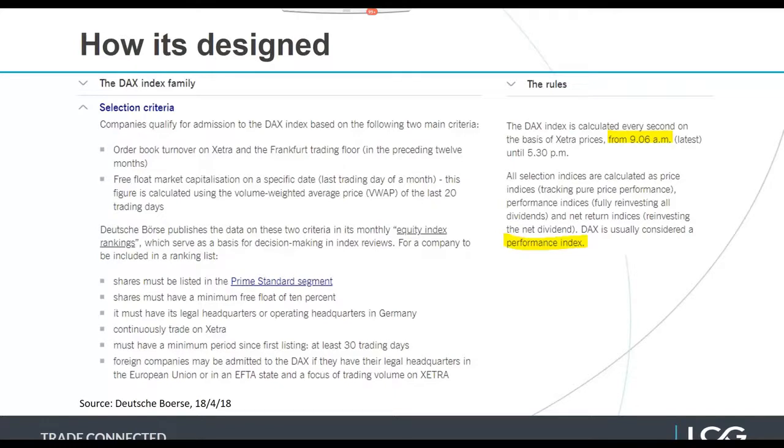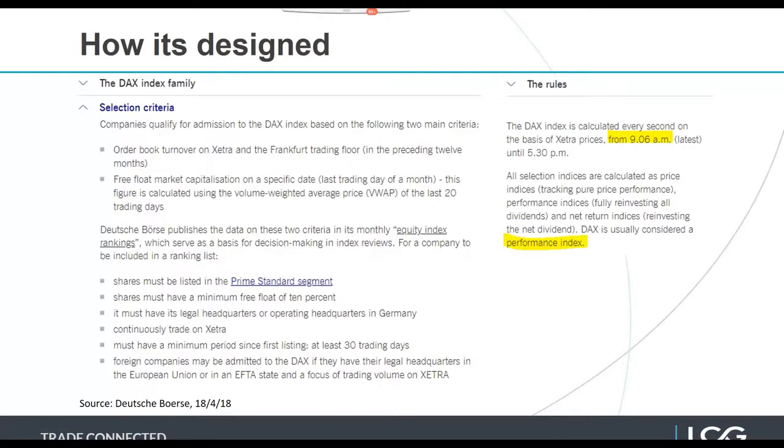And to qualify to trade on the DAX, you need a certain amount of the ownership of the company to be free floating in the market. So if you've floated only 2% of the value of your company, that's not going to cut it for trading on the DAX index. You need to be a bit more of an open, available company for trading.